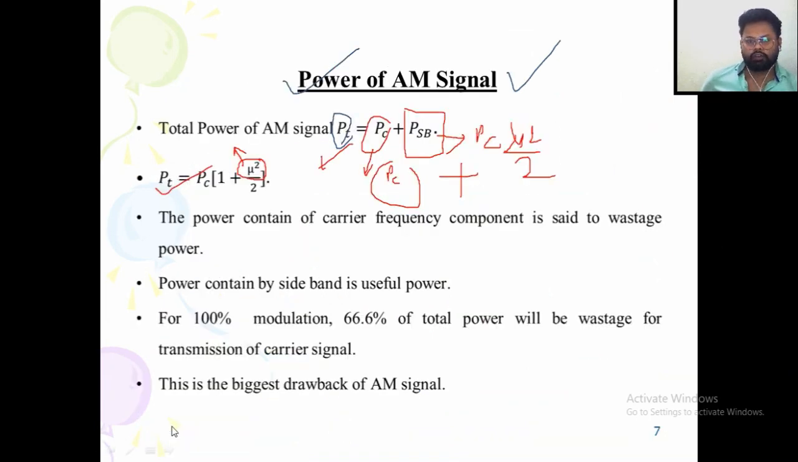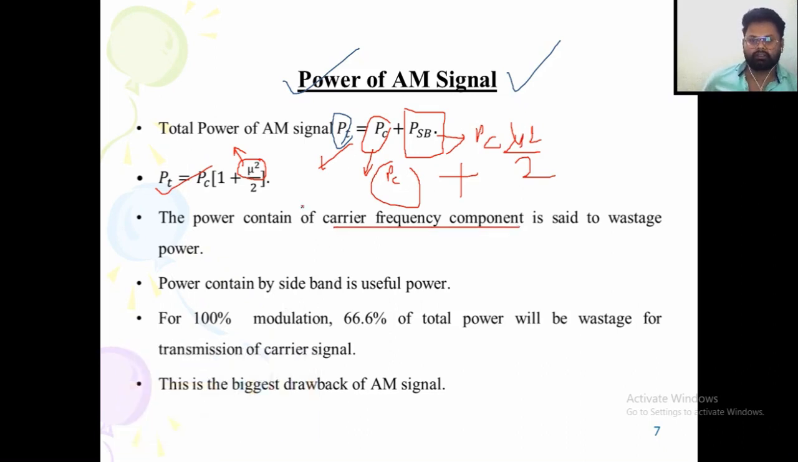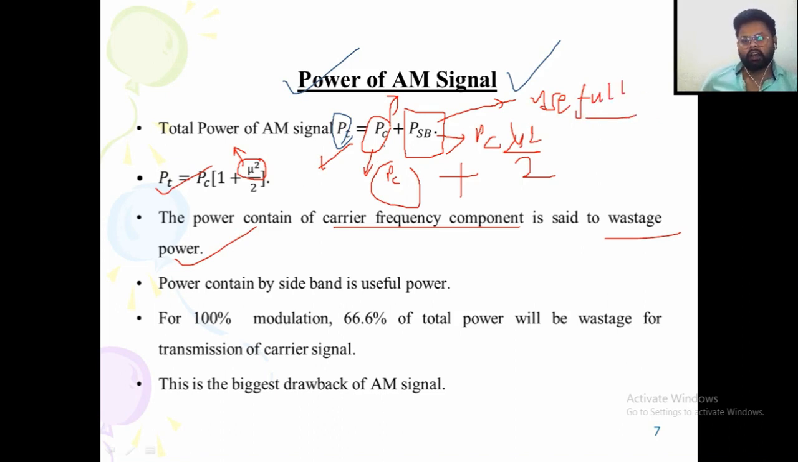the wastage signal. So the power contained in the carrier signal is said to be wastage. Only the sideband power is useful power. This is the only useful power, and apart from that, this carrier signal is a wastage power.